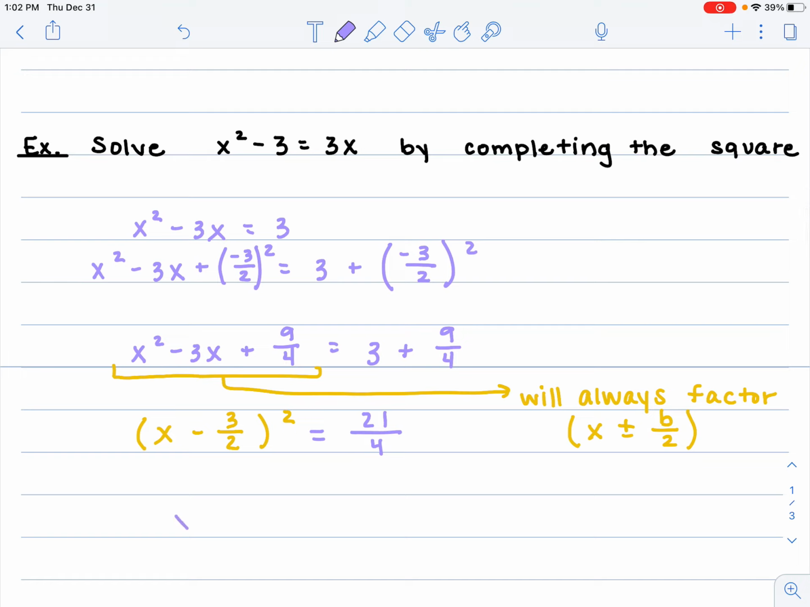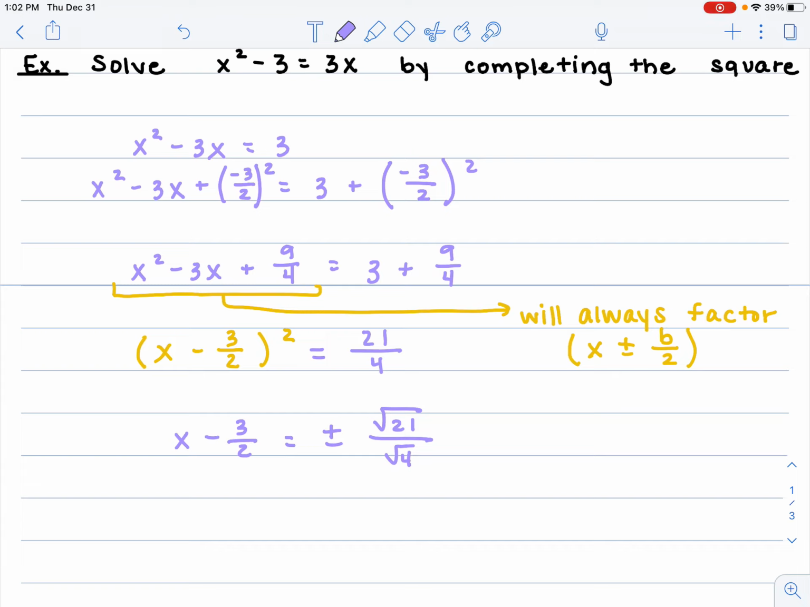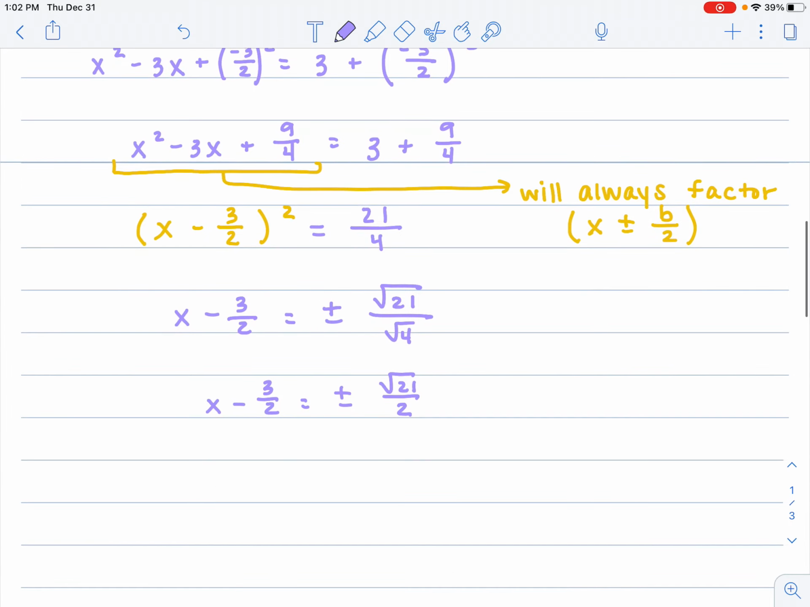From here, we have to solve for x. I'm going to take the square root of both sides. Let's see if we can simplify either of those. Square root of 21, I don't think the square root of 21 can be reduced at all. But the square root of 4 I do think can be reduced. I think the square root of 4 would change just to 2. I'm going to add that 3 halves over. All right, so that could be my answer.